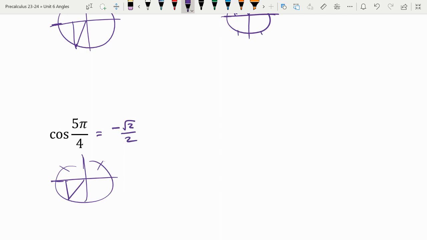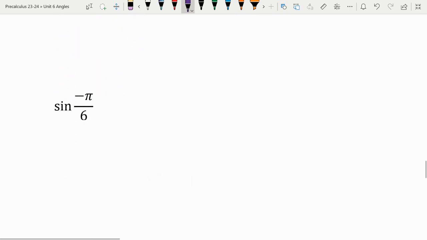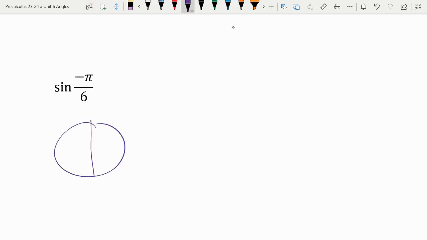That's how I use the unit circle. Does that make sense? Okay. And the way you're going to get better at it is by just practicing it. There are websites online where you can do unit circle practice and just keep going until you get fast at it. Try this one. Let me get you started.